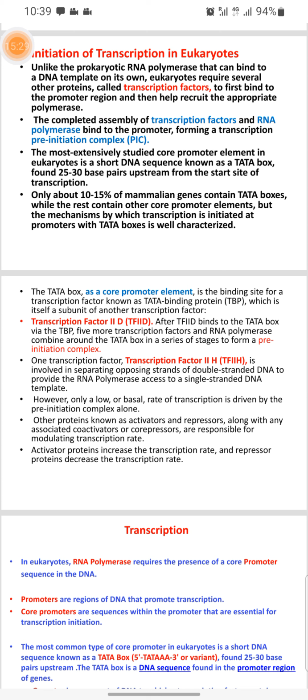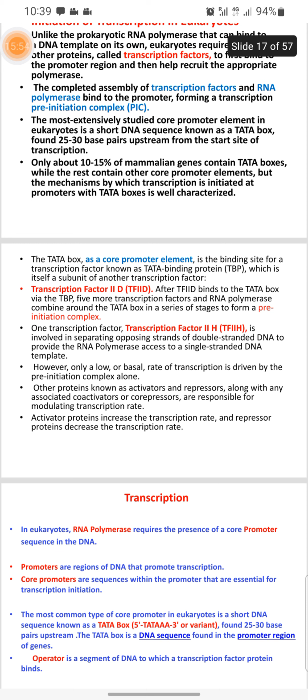One transcription factor, TFIIH, is involved in separating the opposing strands of the double-stranded DNA to provide RNA polymerase access to single-stranded DNA. This factor, transcription factor IIH, converts the double-stranded DNA into a single strand, with the aid of RNA polymerase.